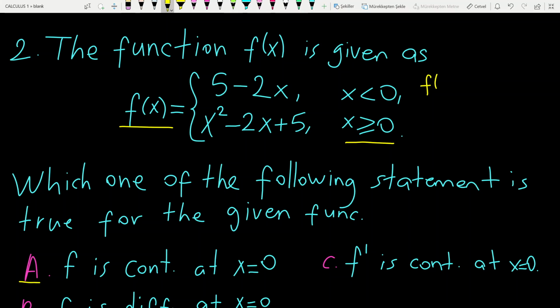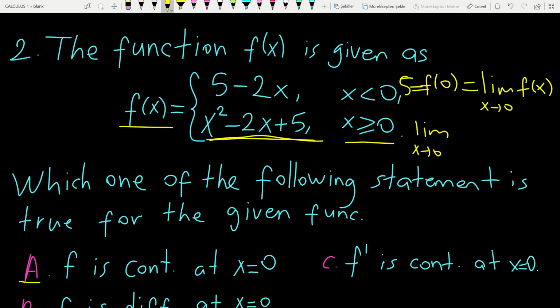F of 0 must be limit when x tends to 0 of the function, right? So what is f of 0? First, f of 0 is given here. When you plug 0 here, you have 5, right? This is 5. So what about the limit? Does the limit exist or not? Let's look at the limit from right and left. Limit from left when x tends to 0. The function is 5 minus 2x. So the answer is 5.